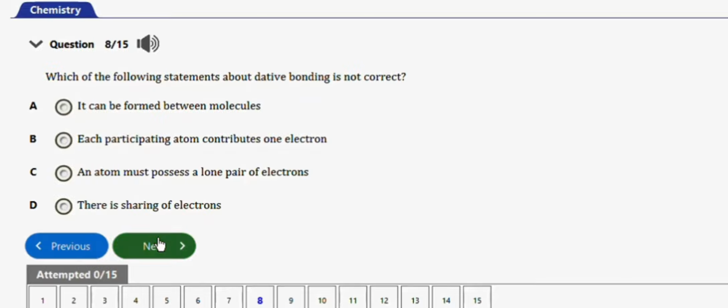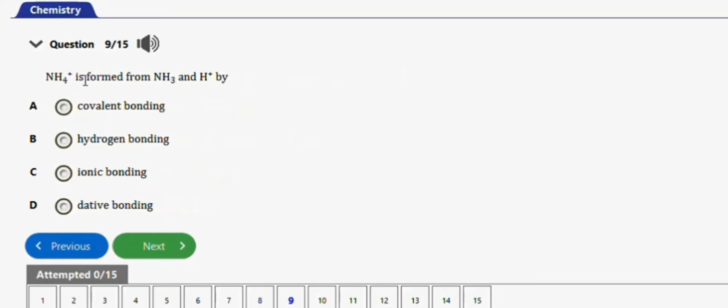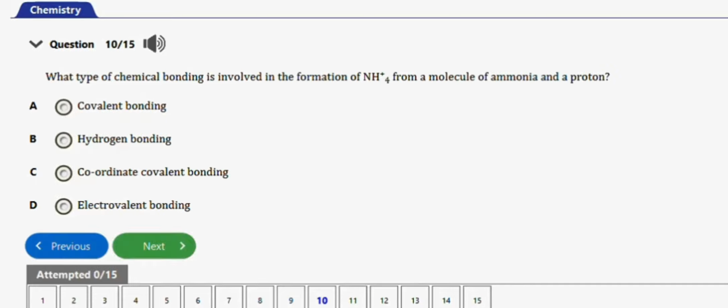The next question will be this one. It says ammonium ion is formed from ammonia and hydrogen ion by, so it's obviously dative bonding. The next question will be this one. It says what type of chemical bonding is involved in the formation of ammonium ion from a molecule of ammonia and a proton? So it's obviously coordinate covalent bonding. Remember I told you another term for coordinate covalent bonding in chemistry is dative bonding. So the right answer to this question is option C.